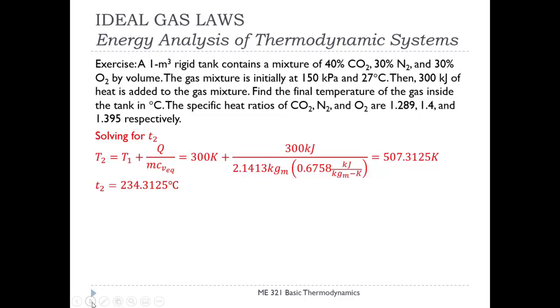Finally, with the mass and the equivalent c_v of the gas mixture already known, we can simply substitute all of the known values in the formula for finding the final temperature of the gas mixture after the constant volume heat addition process. And this is equal to 507.3 Kelvin or 234.3 degrees Celsius.